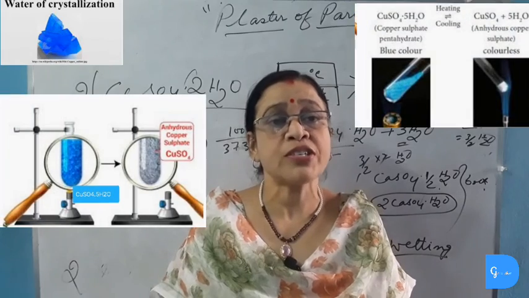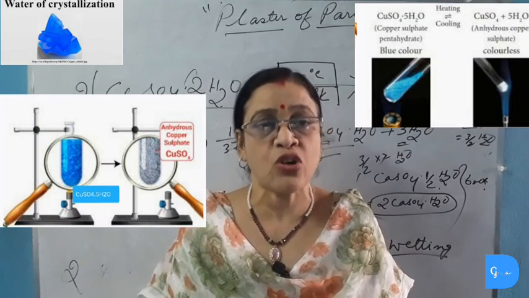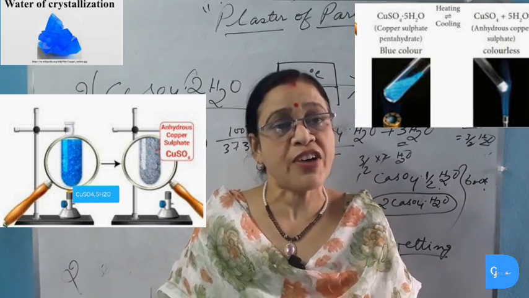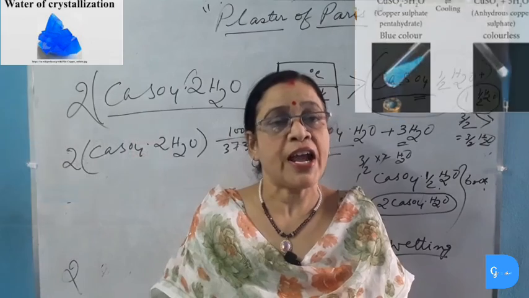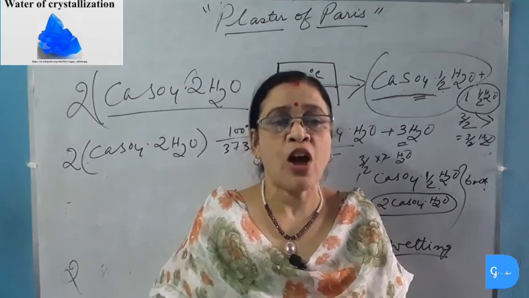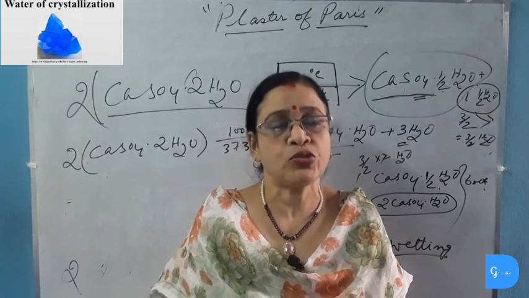When hydrated salts are heated, then they lose their water of crystallization and form anhydrous salt. This dehydration of salt is a reversible reaction. So when water is added to this anhydrous salt, it again forms hydrated salt. Now we will see an experiment to prove that water of crystallization imparts color to the salt.